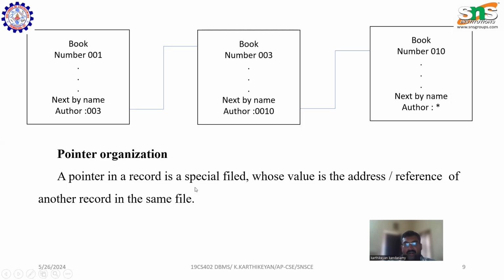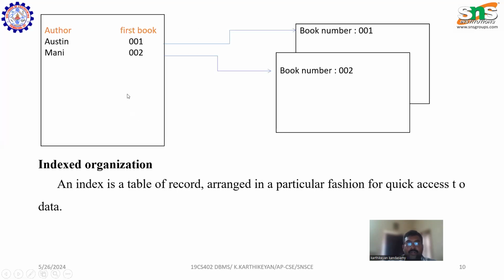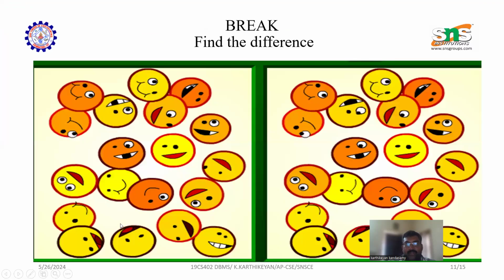A pointer is a special field in a record where the value is the address or reference of another record of the same file. For example, author number and first book 001, second book 002, and n number of books in the area. Indexed organization: an index is a table of records arranged in a particular fashion to quickly access your data in the sector. This is a break, please.